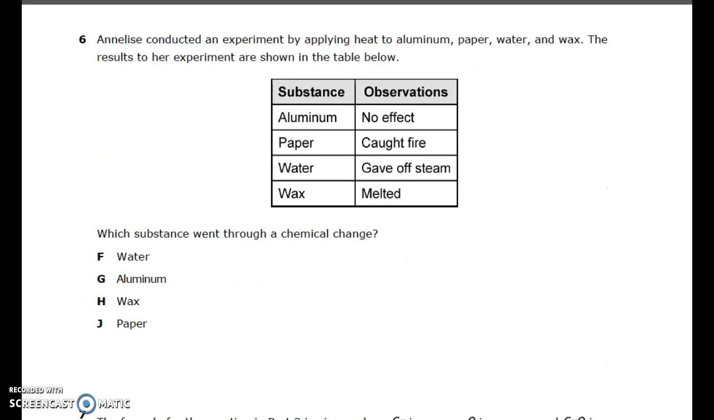Number 6. Annalise conducted an experiment by applying heat to aluminum, paper, water, and wax. The results to her experiment are shown in the table below. Which substance went through a chemical change? F. Water, G. Aluminum, H. Wax, J. Paper.